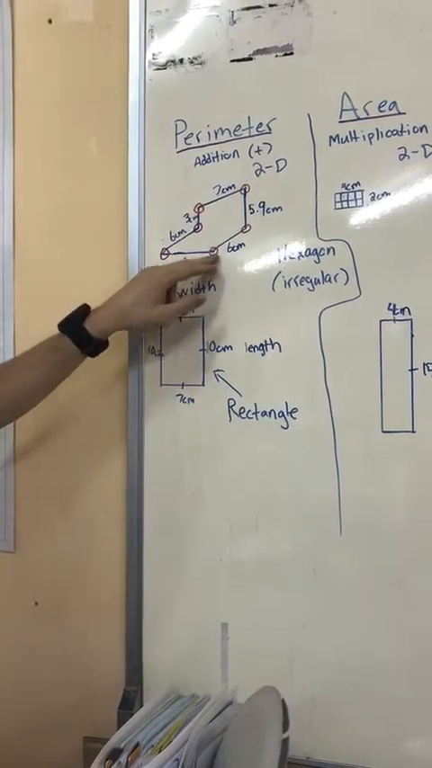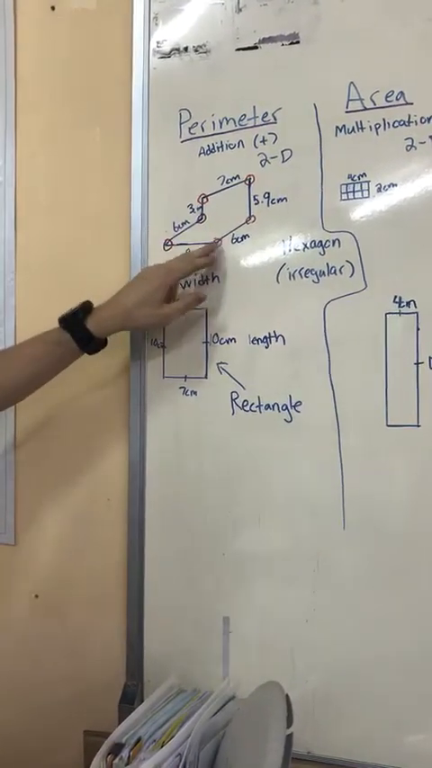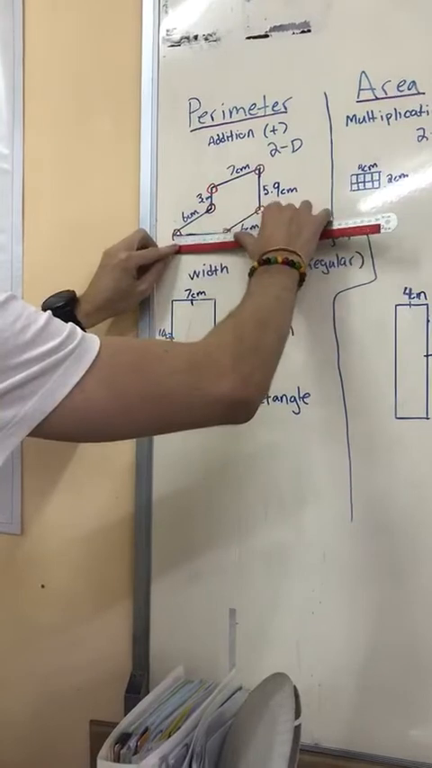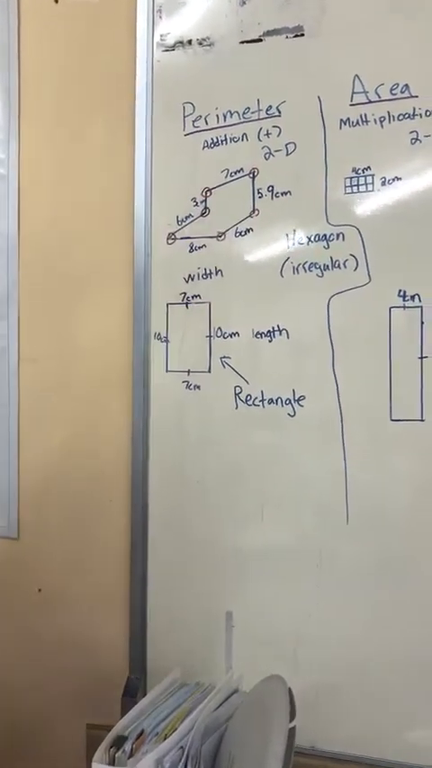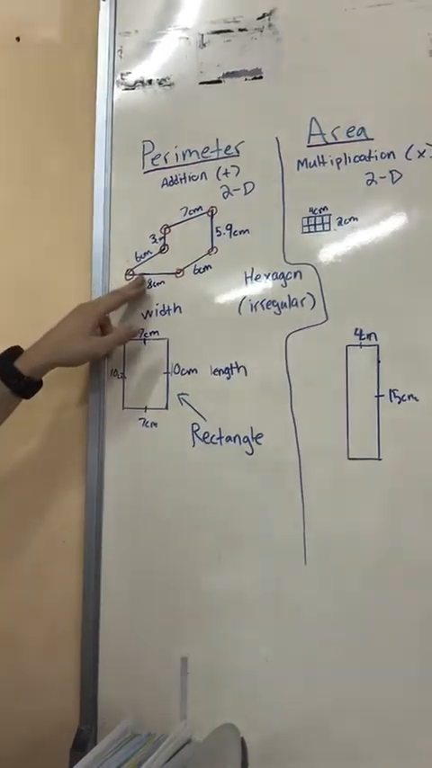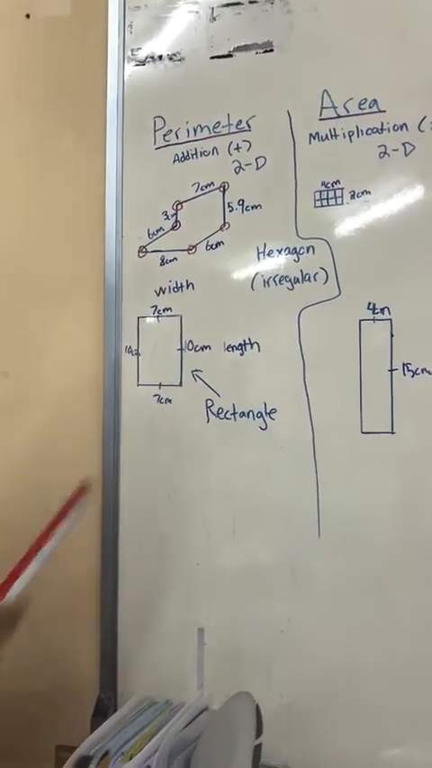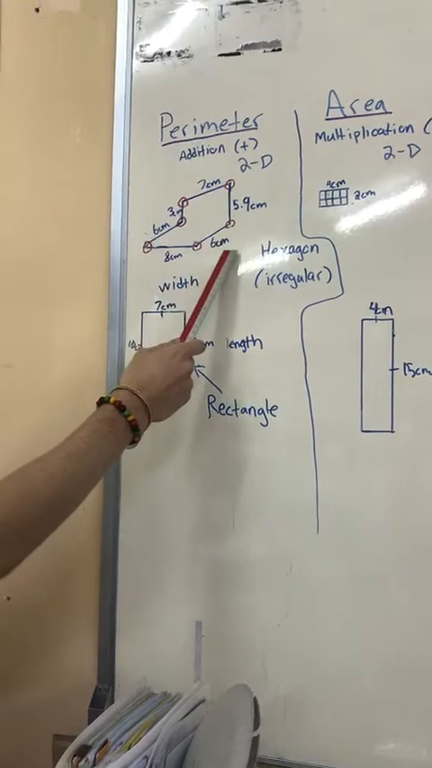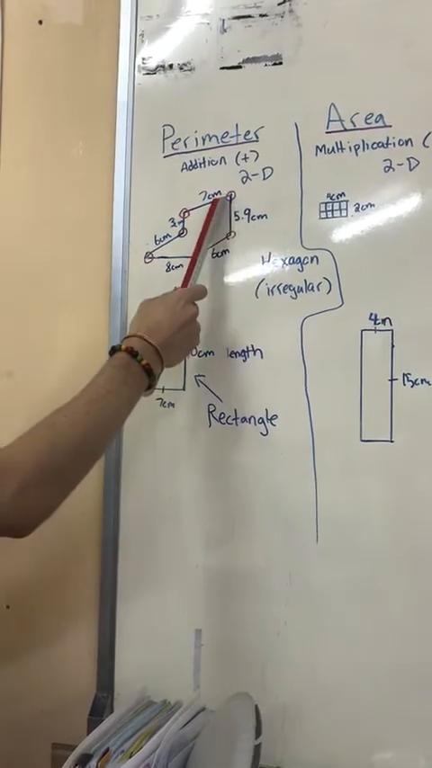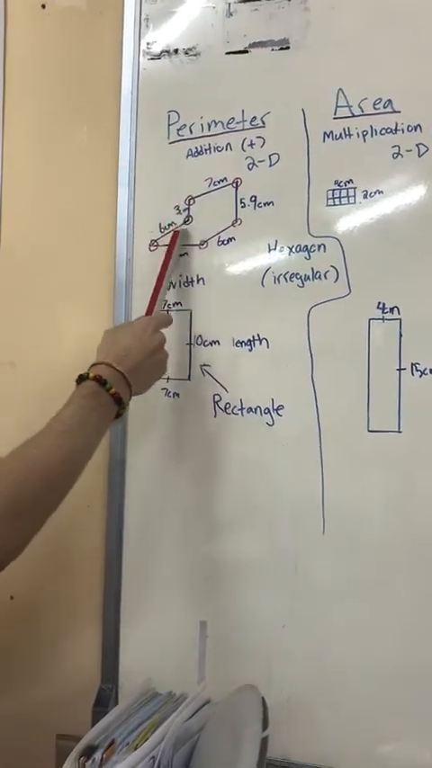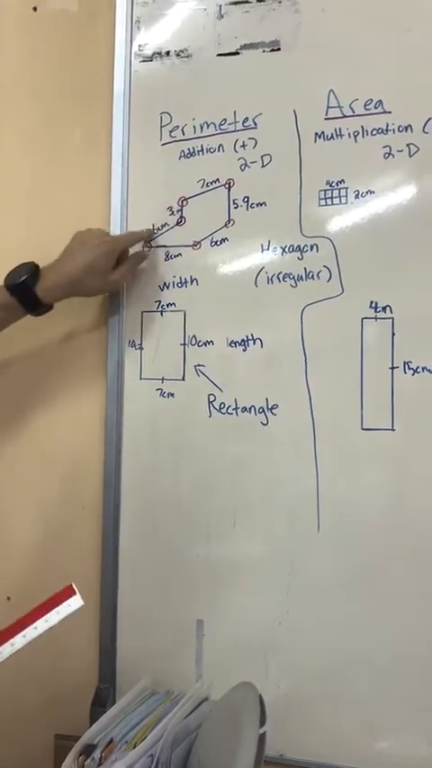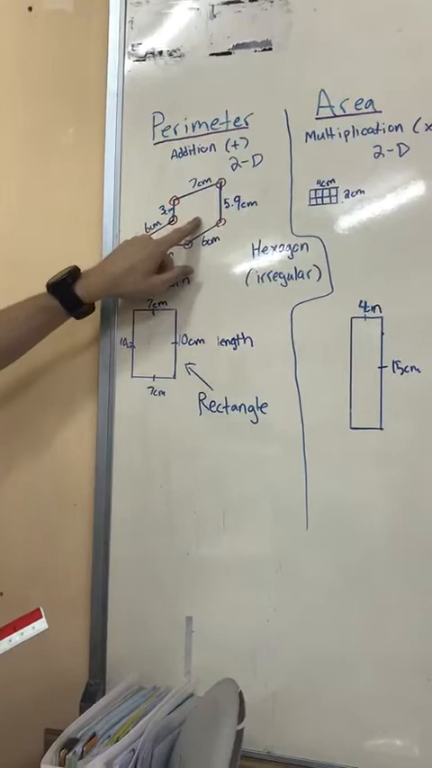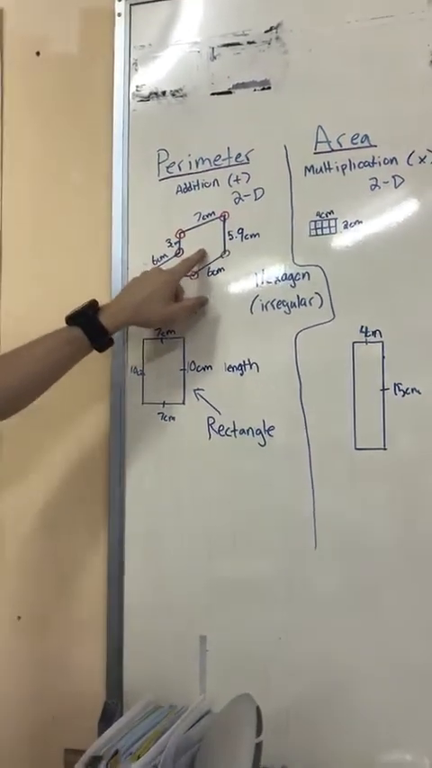So we have to measure from each corner of the shape, from one corner to another, to find the distance. So once we've found all of our distances, we have to add them up to find our perimeter. So I would add 8 plus 6 plus 5.9 plus 7 plus 3 plus 6, and that would give me my perimeter. So once I add all of these sides up, that will give me perimeter.